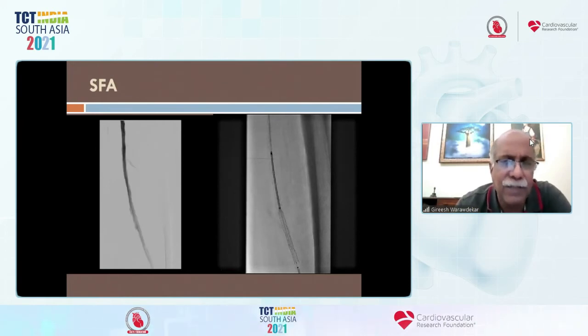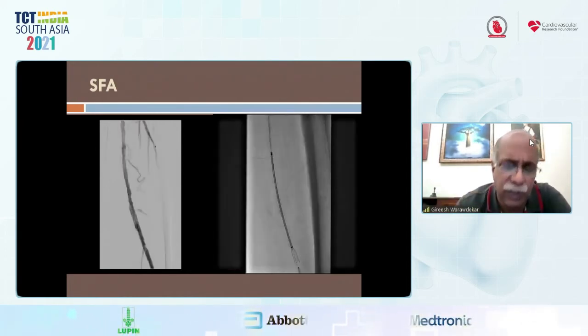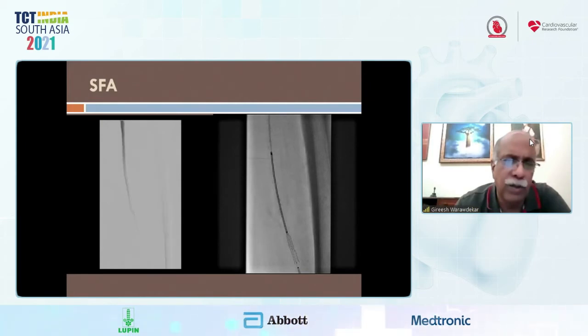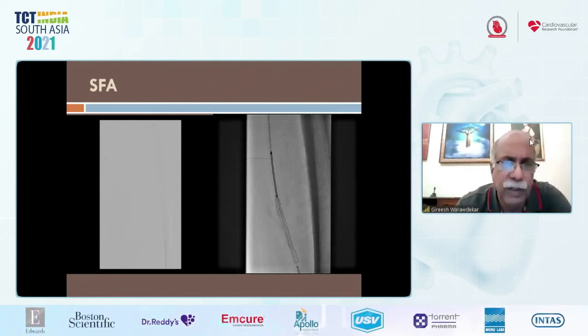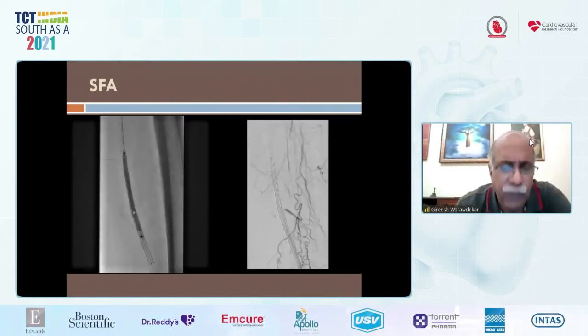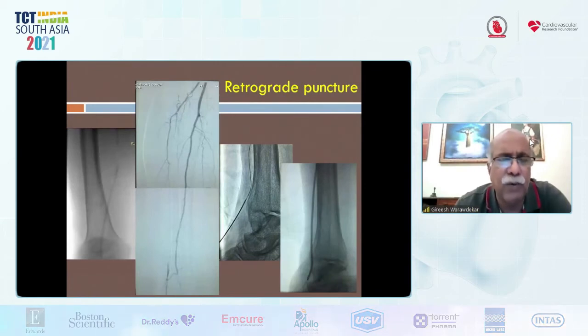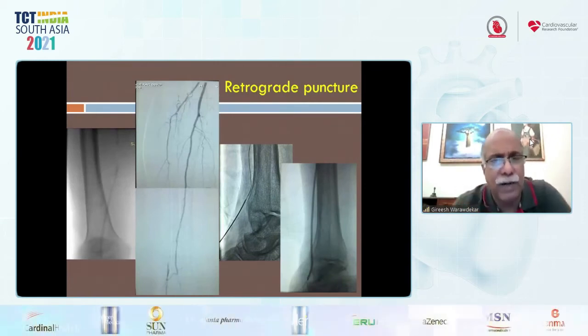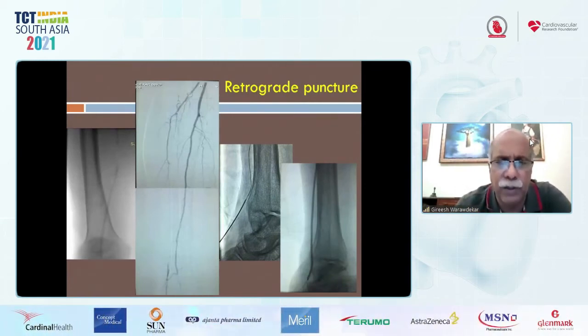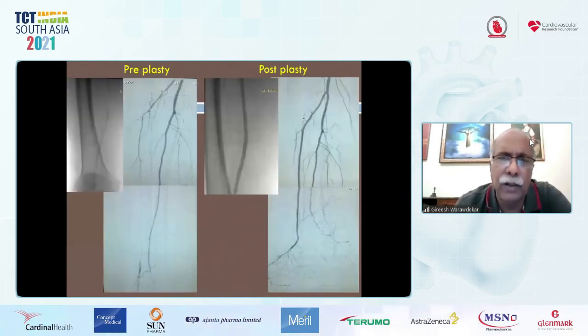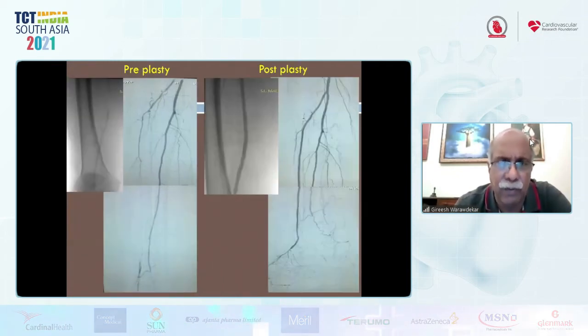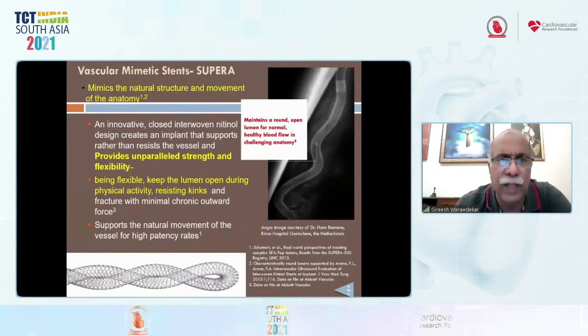But ideally speaking, today I would just use this. This was the time there was no drug balloon available. So this is the final result. We have newer techniques. If you cannot get cross antegrade, we go retrograde. We puncture the tibial vessels and do a rendezvous technique, snare the wire, and then continue with the angioplasty.